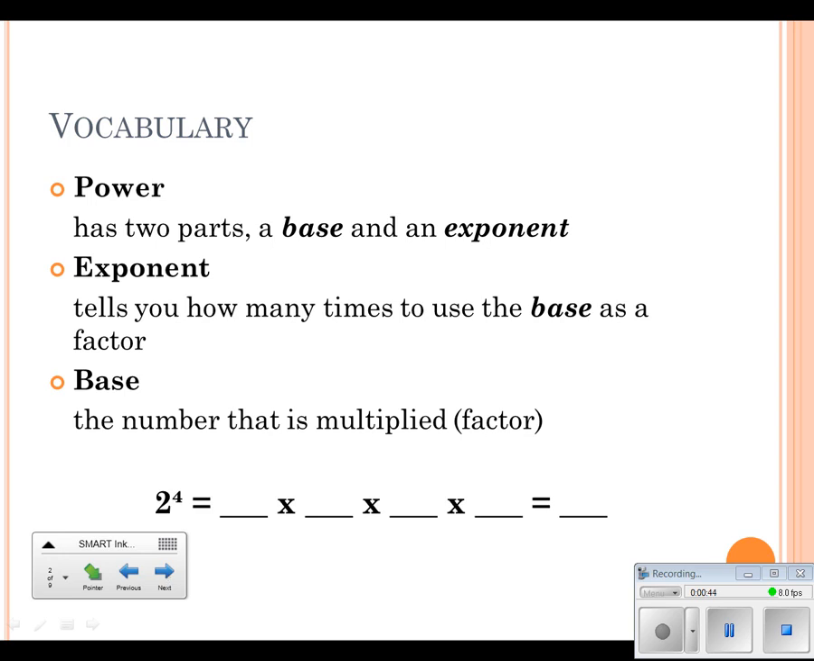An example here, 2 to the 4th power. That is a power. The exponent is the 4. It's telling us how many times to multiply 2, which is the base, by itself. So we have 2 times 2 times 2 times 2 to give us 16.